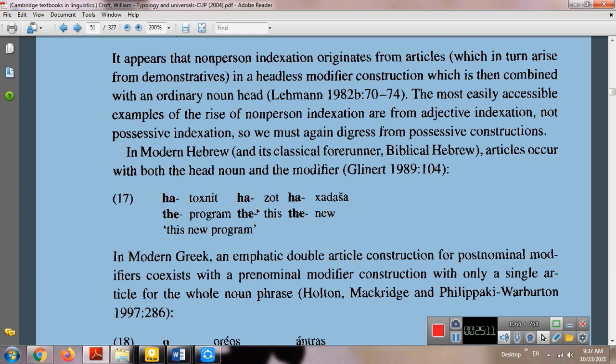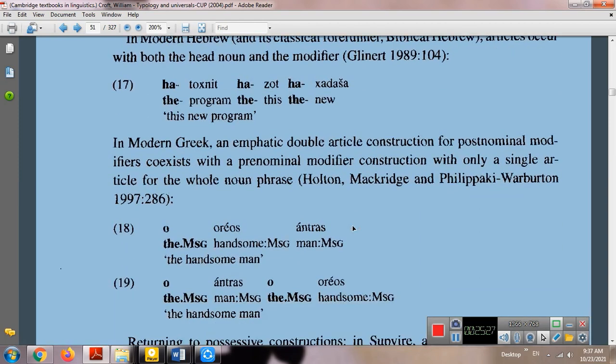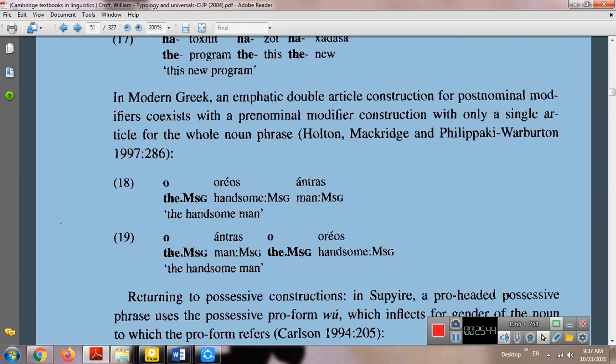Here is the modifier, and here we have it again. The article occurs with both the head noun, which is program, and with the modifier, which is this. In modern Greek, an emphatic double article construction for post-nominal modifiers coexists with a pre-nominal modifier construction with only a single article for the whole noun phrase. Here you can see an example: the emphatic double article construction for post-nominal modifiers coexists with the pre-nominal modifiers.